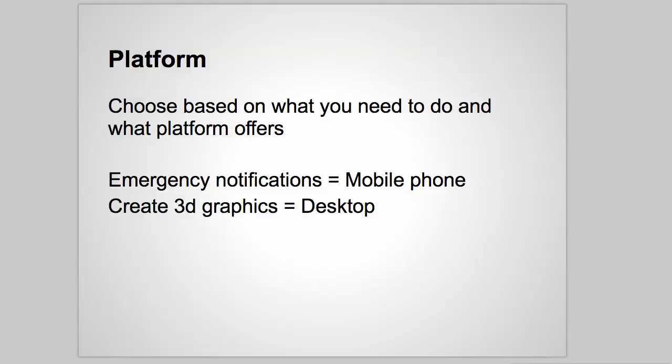So as an example, when you're coming up with what platform is appropriate, you really want to choose based on what you need to do and what the platform offers. So if your users need emergency notifications, you obviously are not going to do that through a website because people would have to be on the site to get them, and that doesn't make any sense. So you want to use a mobile phone.